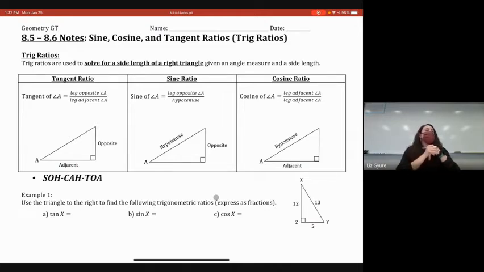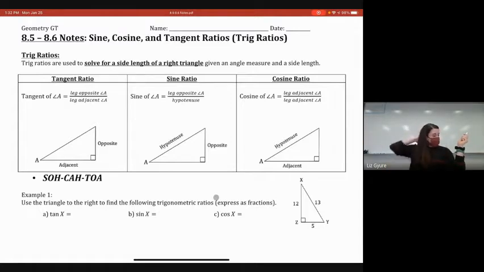So trig ratios, or trigonometric ratios, we use these to solve for side lengths in right triangles. And then we'll also use a very similar type of ratio to solve for missing angle measures in right triangles.